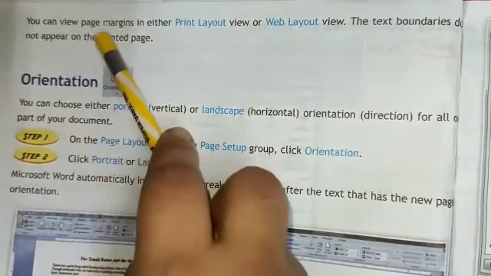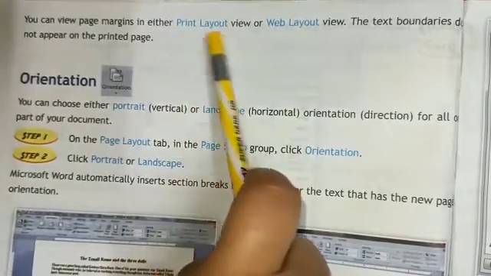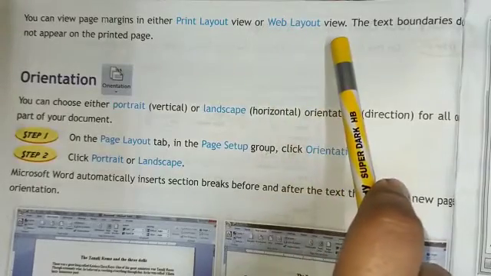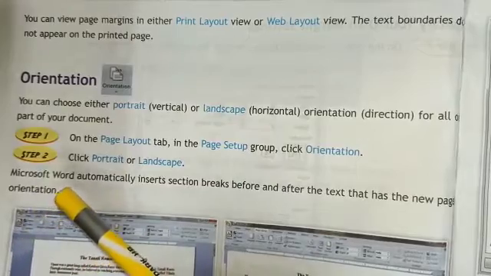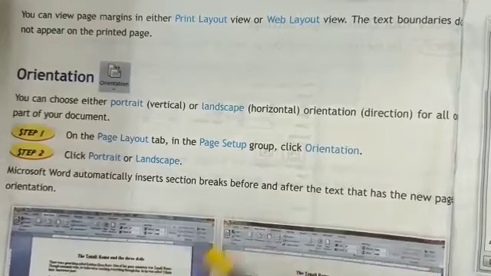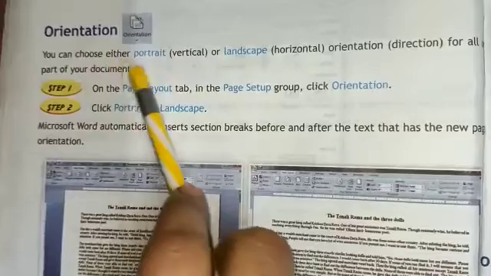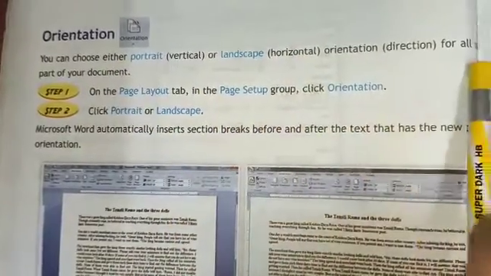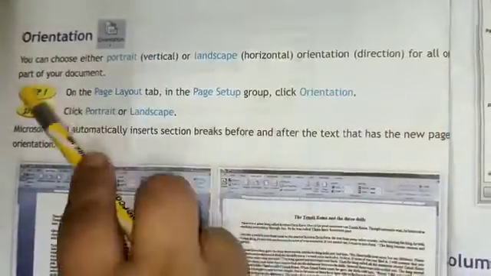So, we can view the page margins in print layout view as well as web layout view. The text boundaries do not appear on the printed page. When you print a page, the text boundaries do not appear there. Orientation. You can choose either portrait, vertical, or landscape, horizontal orientation, for all or part of your document.